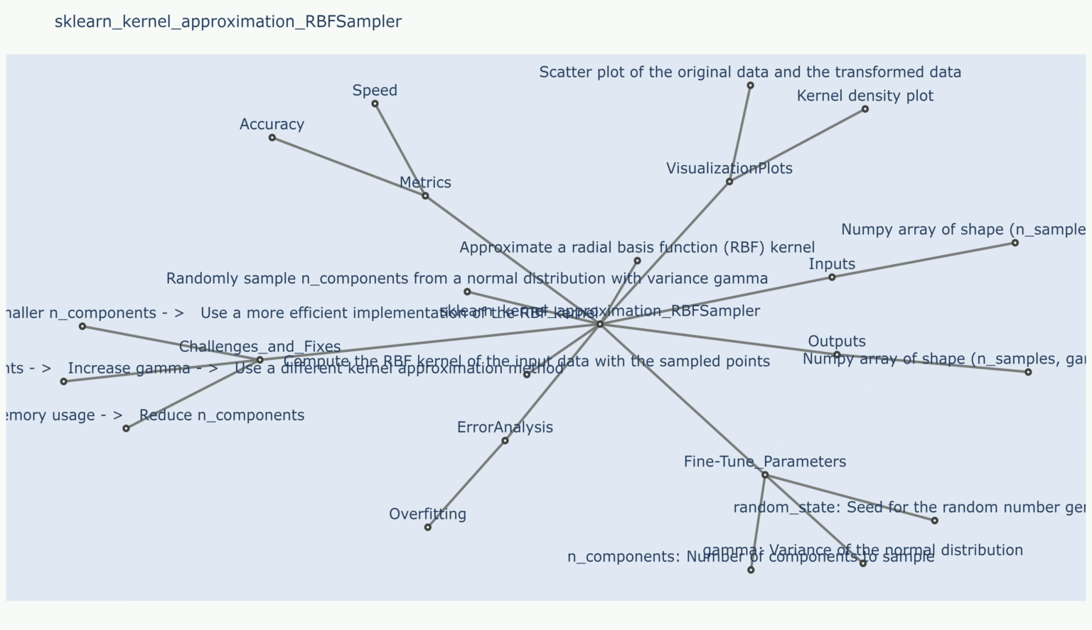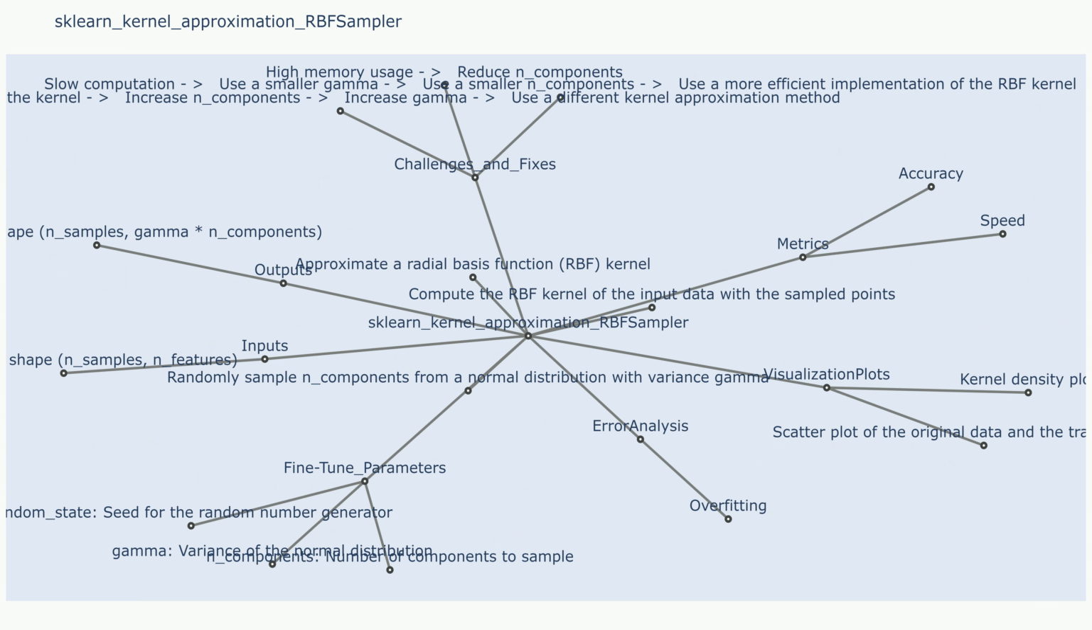Challenge 2: computational cost. Generating a large number of random features can be computationally expensive, especially for large datasets. Sample use case: when dealing with millions of data points, generating a large number of random features may take a long time. Fixes: using a smaller value of n components or exploring techniques like subsampling or mini-batching to reduce the computational cost.